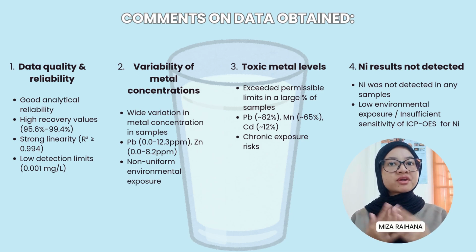Secondly, there is a wide variation in metal concentrations among samples, especially for lead, ranging up to 12.3 ppm, and zinc, ranging up to 8.2 ppm, which suggests non-uniform environmental exposure. Thirdly, some metals exceeded permissible limits in a large percentage of samples. For example, lead around 82%, manganese around 65%, and cadmium around 12%. This might lead to chronic exposure risk.